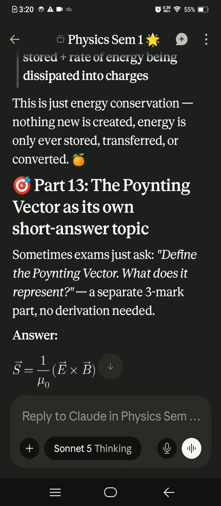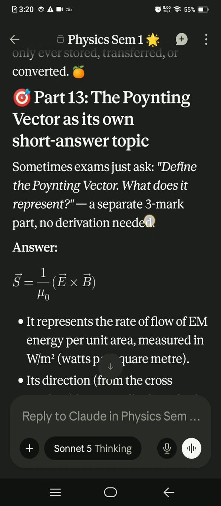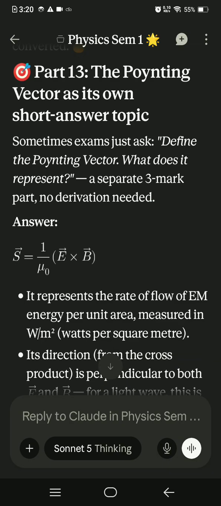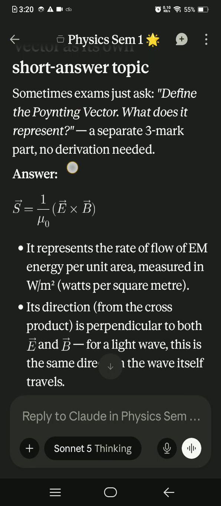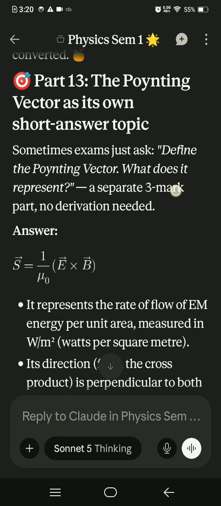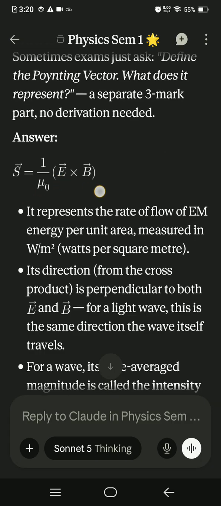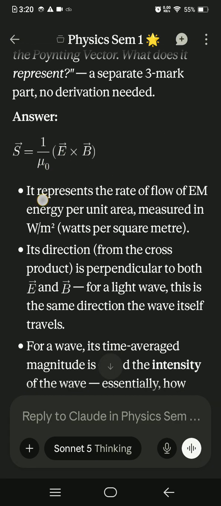Okay, so the Poynting vector has its own short answer topic. A three marks question comes on just this Poynting vector. Sometimes the exams just ask: define the Poynting vector, what does it represent? A separate 3-mark part, no derivation needed. So the answer is pretty simple. This was the Poynting vector. It represents the rate of flow of electromagnetic energy.